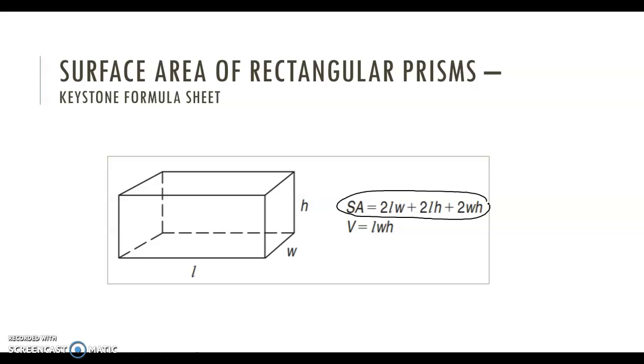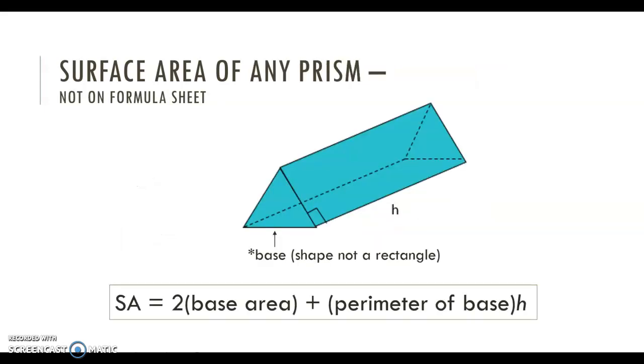We are also going to be looking at some other prisms, and this formula is not found on your formula sheet. This is the surface area of any other prism. So for example, the one pictured here is a triangular prism. And in order to find its surface area, you're going to take 2 times the base areas, where the bases are not rectangles. So 2 times the area of these two triangles that we're seeing in this picture, plus the perimeter of the base, so this triangle, times the overall height of the prism. So like if the triangles are my bases, the height of the prism is going to be along the side here. And I'll point that out as we go through the examples.